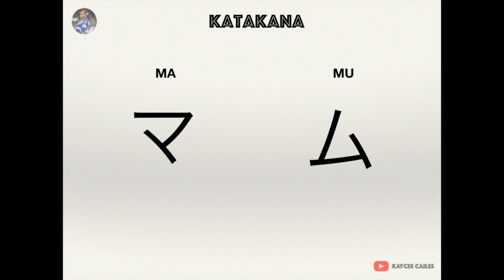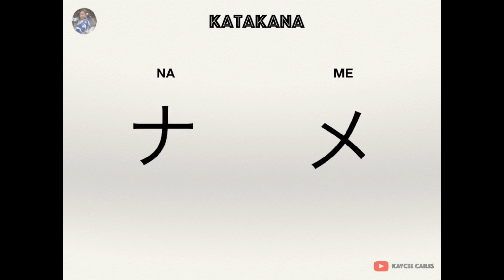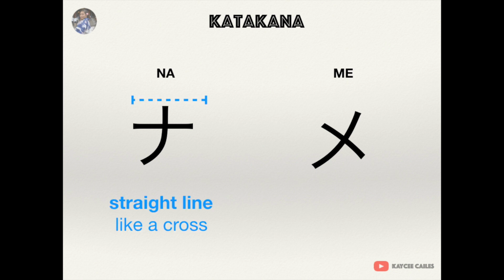Next we have shi, our shumaili, and tsu as our shumaili number 2. In shi, the strokes are aligned on the left, while in tsu, the strokes are aligned above. Another confusing character would be ma and mu. However, just remember that ma has the straight line above, and then mu has the straight line under. Next is na and me. Just remember that na has a straight line that looks like a cross, and me has a slanting line.